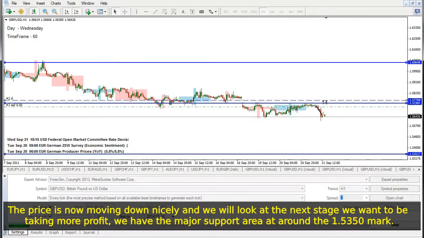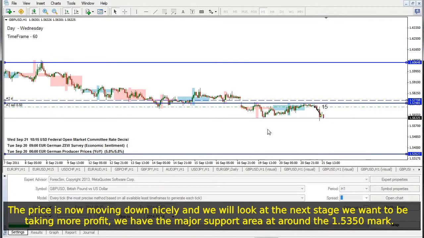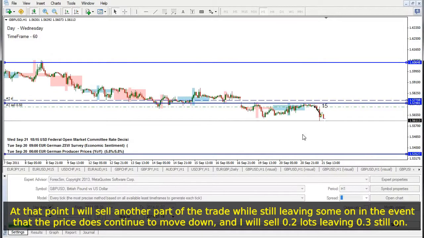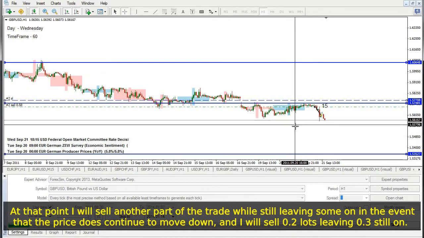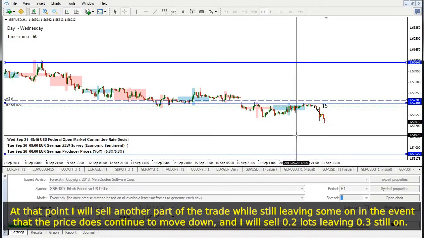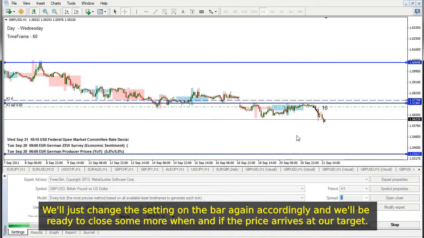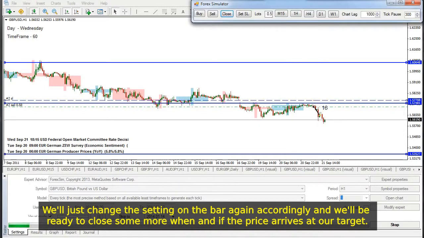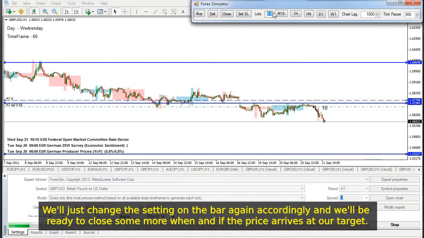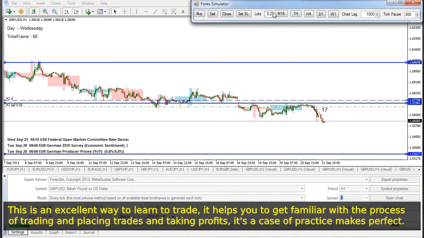We have the major support area at around the 15350 mark. At that point, I will sell another part of the trade, while still leaving some on, in the event that the price does continue to move down, and I will sell 0.2 lots. We'll just change the setting on the bar again accordingly, and we'll be ready to close some more when and if the price arrives at our target.